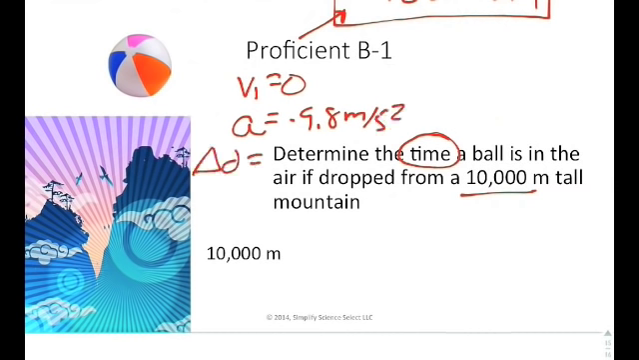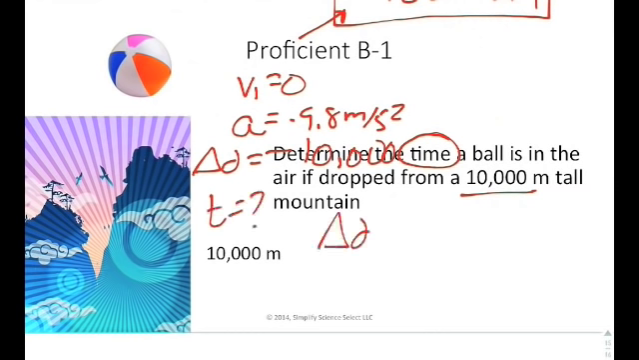The displacement is not 10,000 meters because when you drop a ball, the ball will not move 10,000 meters. Instead, it will move negative 10,000 meters because the ball will fall. Okay, if you put a positive there, you're indicating that the ball is going up, and it's not. So now, once again, we're trying to solve for time.